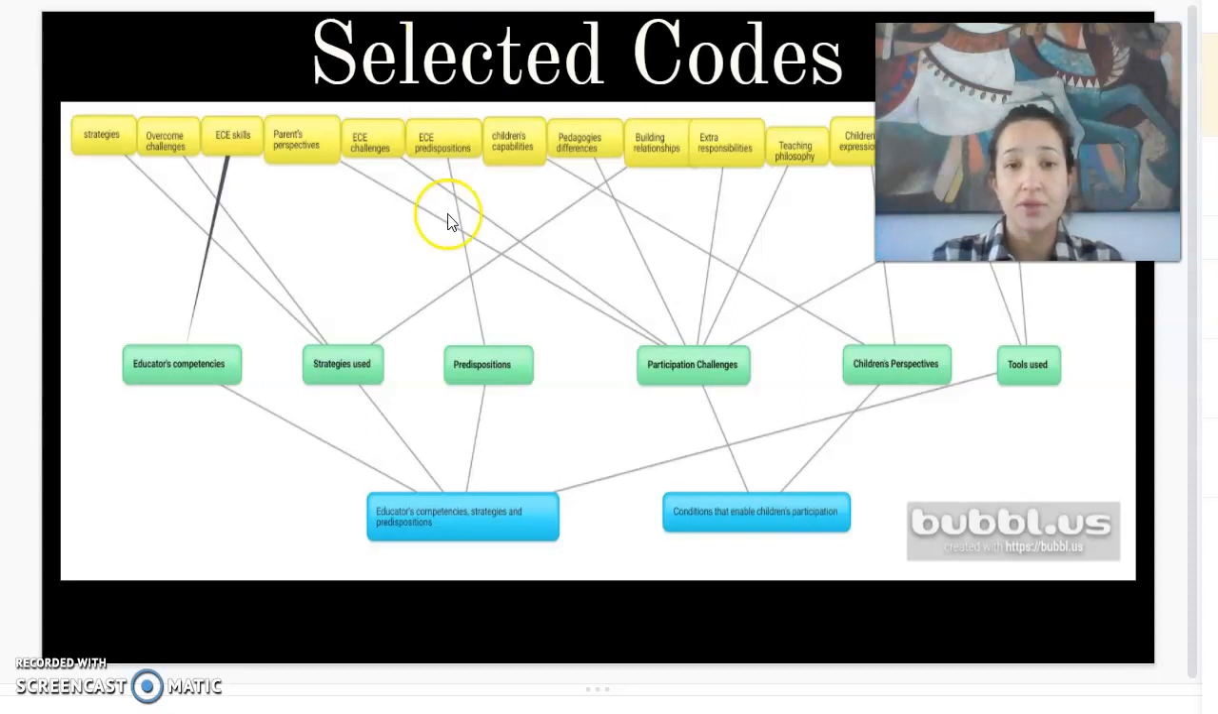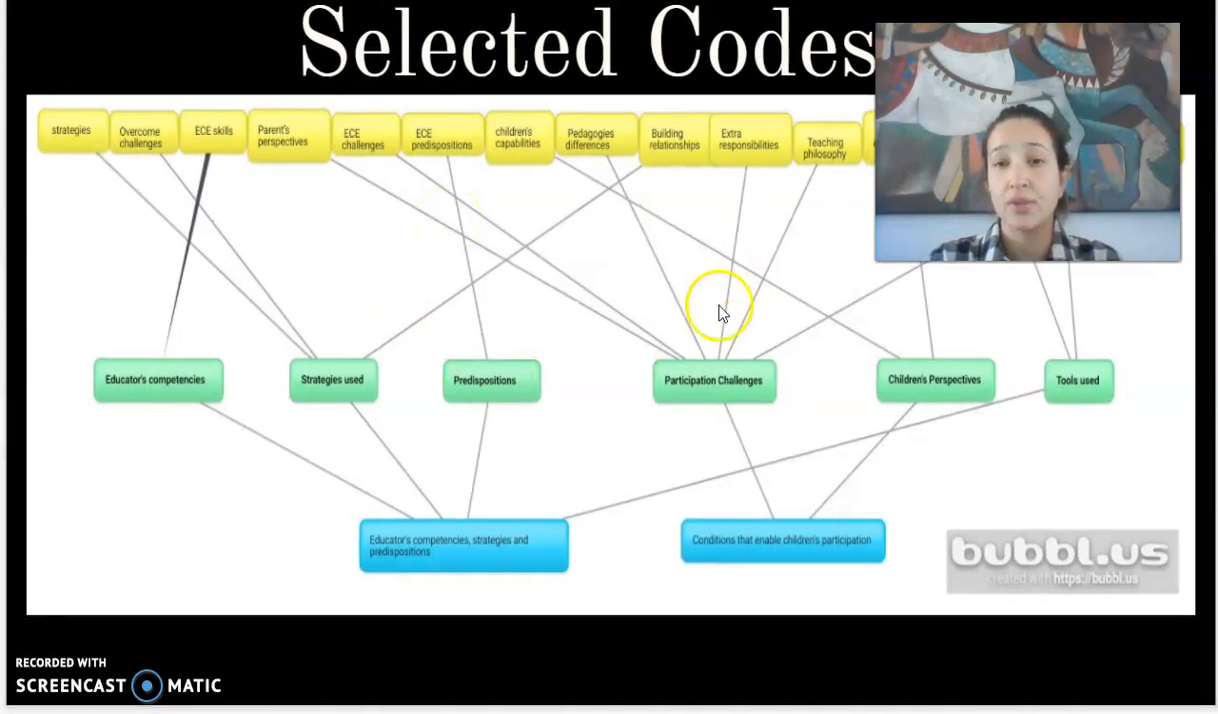I'm going to go back here to the chart to explain why I ended up with that. As you can see, my research is interested in knowing how ECEs use children's perspective to inform their practices. So having this main research question in mind, 2 broader themes were described. One referred to the strategies, competencies, and skills the ECEs and predispositions the ECEs have to encourage this listening practice, to encourage children's perspective, which was called Educators' Competencies, Strategies, and Predispositions.